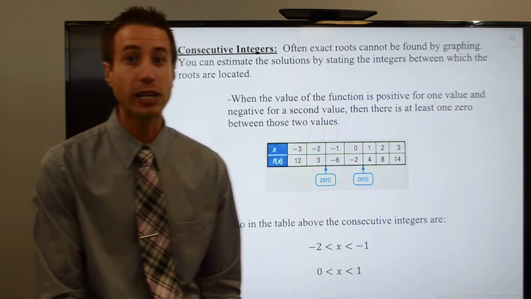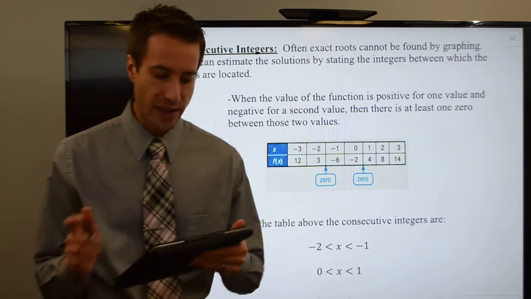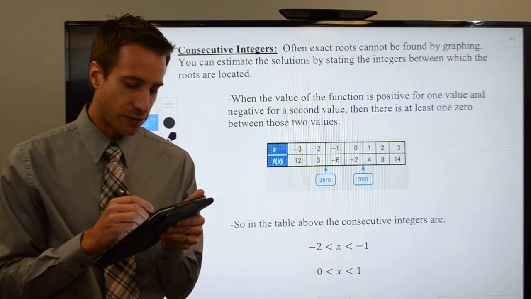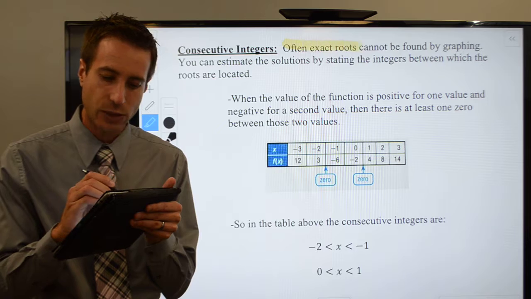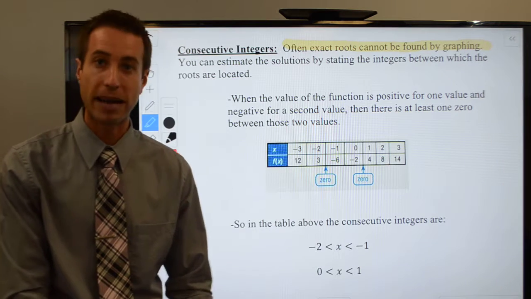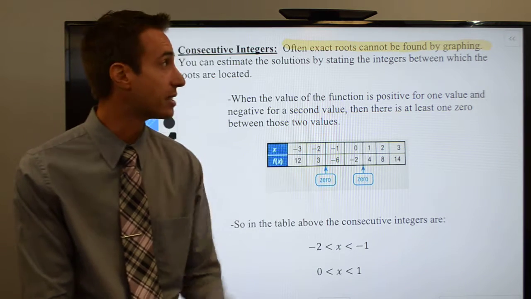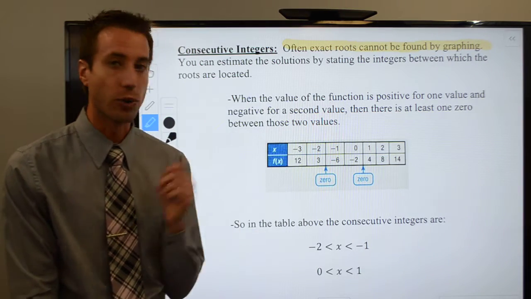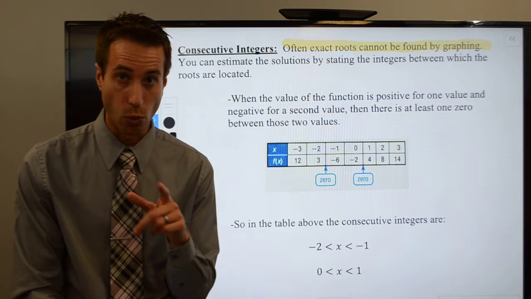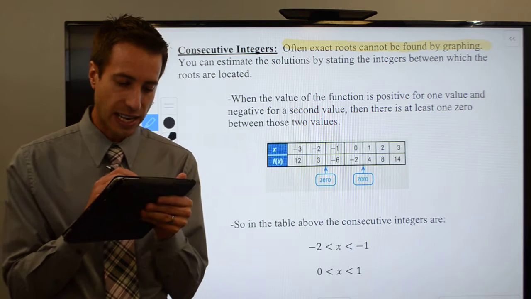Let's go ahead and take a look at it. I'll explain it to you, and then we'll try a couple. A few things for you to highlight here just so that you've got them in your notes, and it's this. Often, exact roots cannot be found by graphing. In fact, most of the time, exact roots cannot be found by graphing. We're going to need to do something else. We call it consecutive integers.